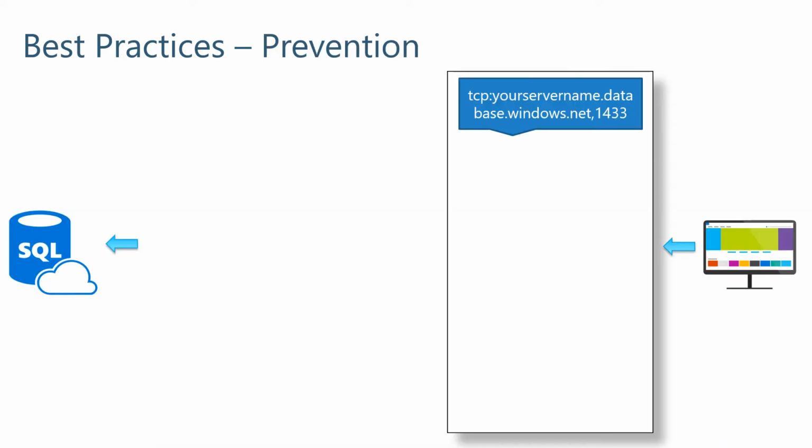Preventions. Other best practices that we have to prevent issues in connection. The most important thing is to use the TCP protocol on port 1433. Why are we using TCP?